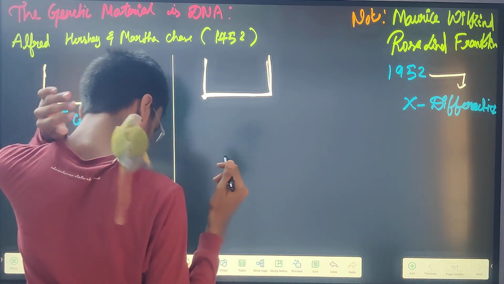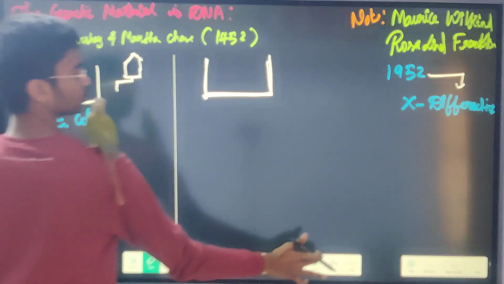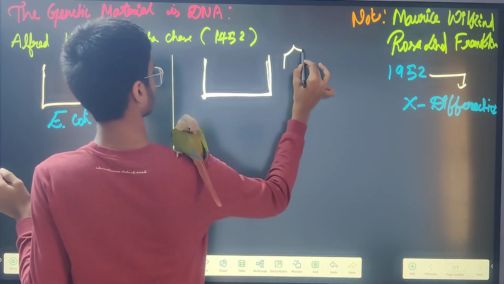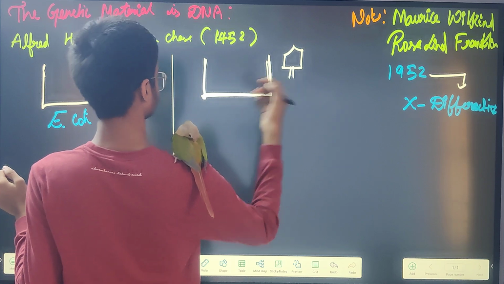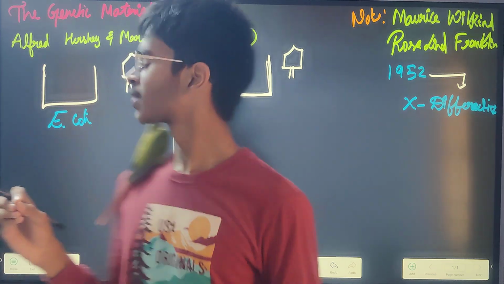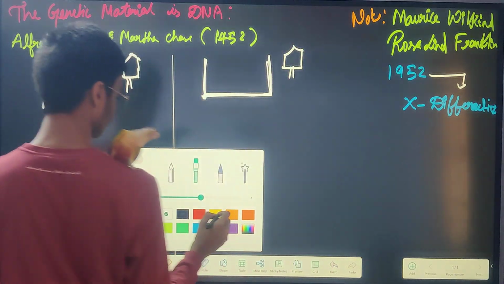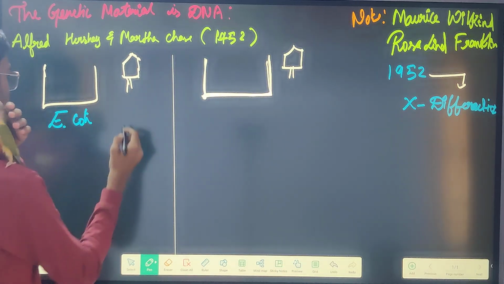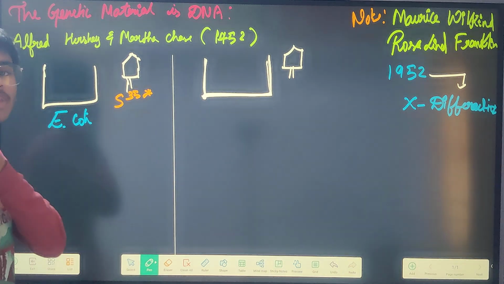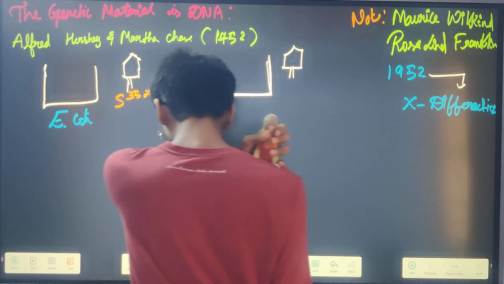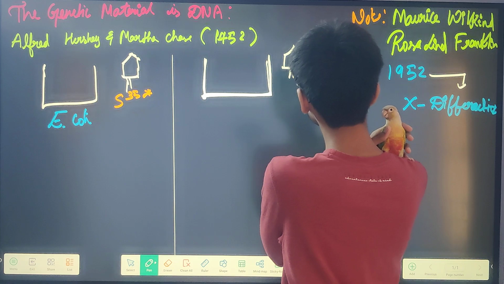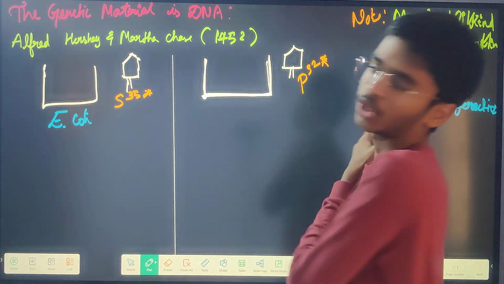So he has also taken this bacteriophage. In one bacteriophage, he had given sulfur 35, which is radioactive. Then in another bacteriophage, he had given phosphorus 32, which is also a radioactive element.